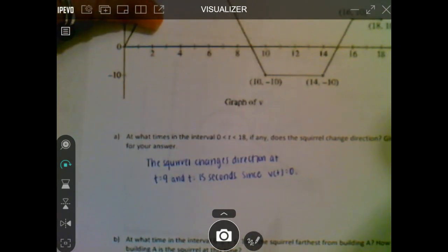So then we're asked, at what time in this interval is the squirrel farthest from building A? If I'm asking where the squirrel is farthest from building A, I want to know where the squirrel is accumulating the most distance. So I'm looking for the accumulation of the greatest distance of the squirrel. That really means I'm looking for the area under the curve, because I want to figure out where my squirrel is farthest from building A.